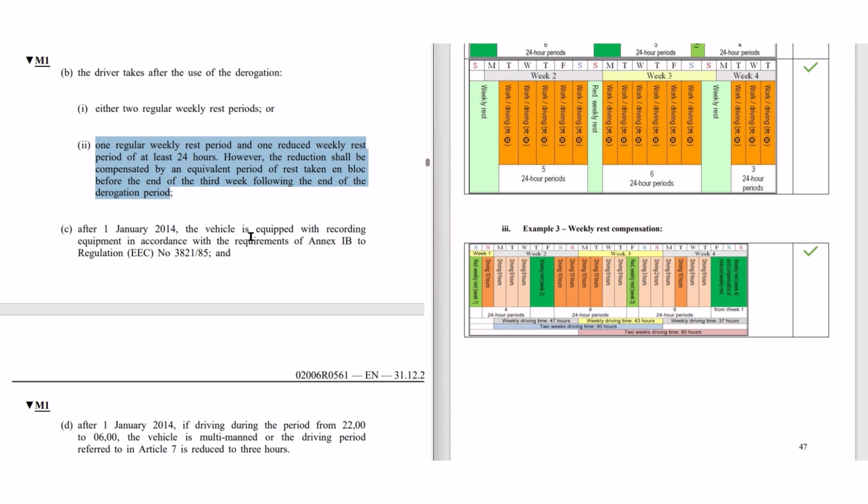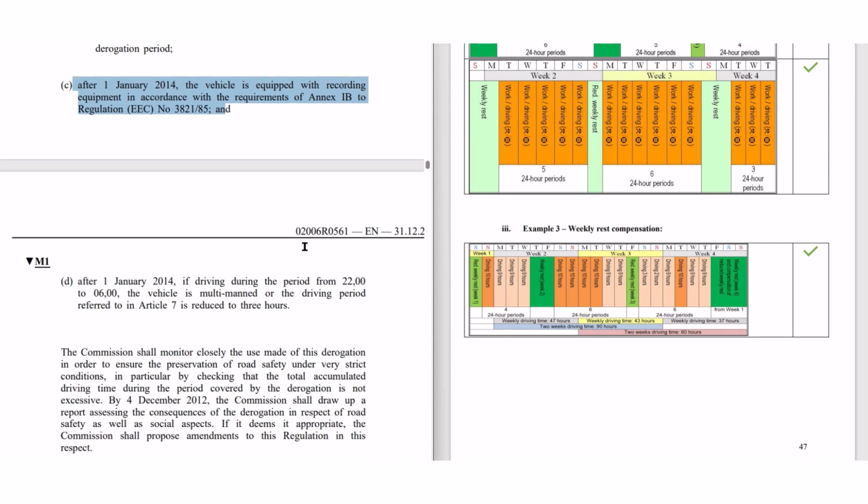The next condition is that the vehicle must be equipped with a digital tachograph in accordance with the regulation cited. While the mentioned EEC regulation has been replaced, it should now refer to Regulation 165/2014. The essential requirement remains: the vehicle must have a digital tachograph.